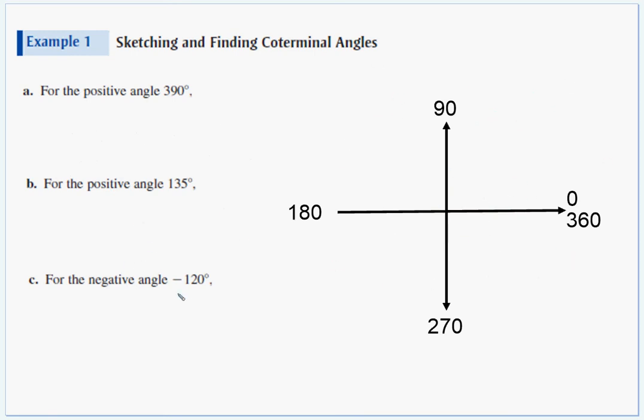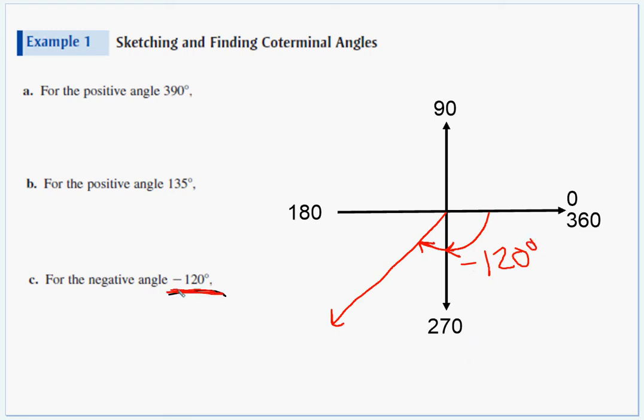Now our last one starts us with a negative angle. Be careful when we're graphing this one. I'm going to go clockwise and count by 90s. If I go this way, this would be negative 90. And if I do another quadrant, that would be negative 180. So I've gone too far. We want negative 120. So this would be negative 90, and then we're going to go another 30 degrees. That's going to put us right here, and that is our negative 120.